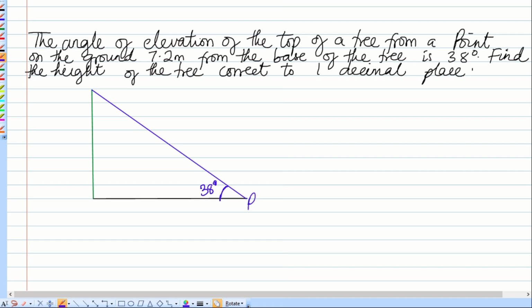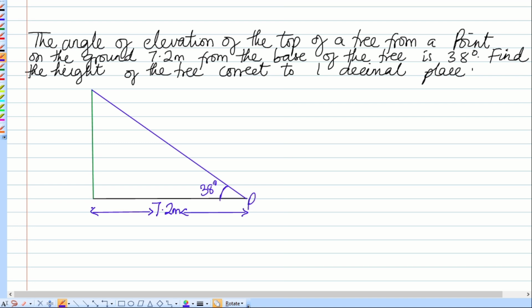Okay, so remember it says from a point on the ground 7.2 meters from the base of the tree. So this right here is the base of the tree. So they're saying from that point to the base of the tree, that distance there is 7.2 meters. So that's the distance from our point to the base of the tree.